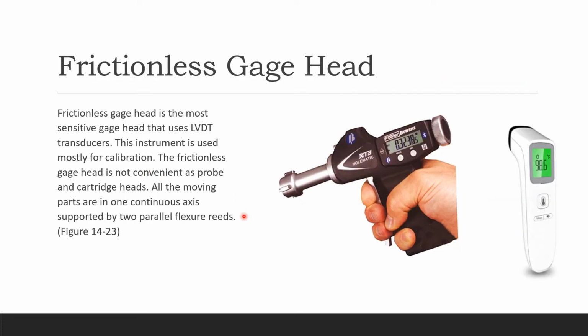Okay, so we have the frictionless gauge head. It's the most sensitive gauge head. And again, we're using the LVDT transducer for this device, and this instrument is used mostly for calibration. The frictionless gauge head is not as convenient as probe and cartridge heads. All the moving parts are in one continuous axis, and that is supported by two parallel flexure reeds.